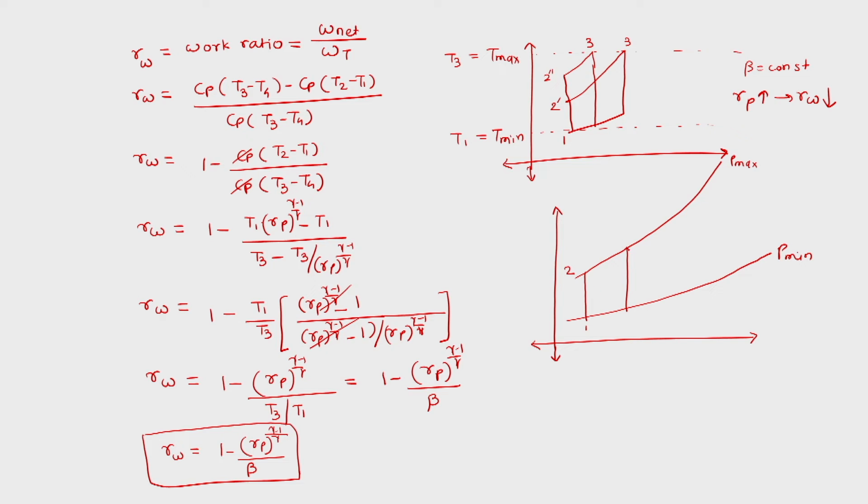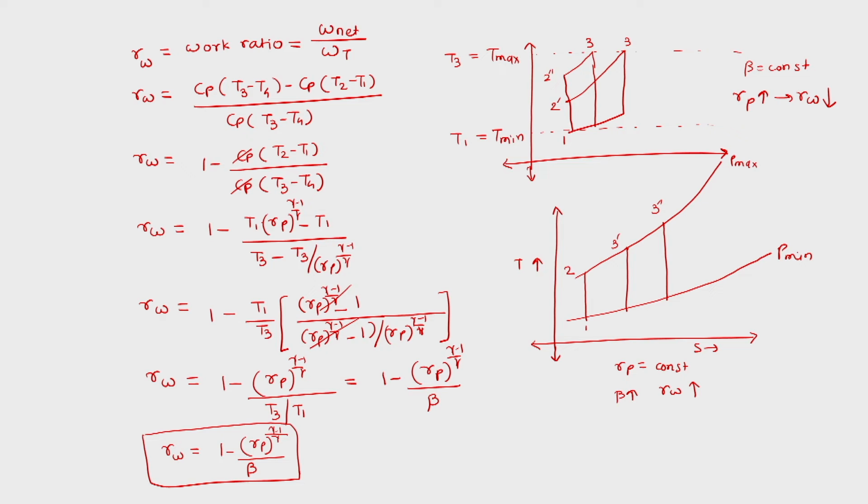But instead of this, for the same pressure ratio, instead of stopping here at 3 dash, I can stop over here, which is 3 double dash. Then I can get this as my turbine work output. So we can see that, with temperature and entropy as the axes, if Rp is constant and if we have beta increased, then we see that Rw increases. Rw increases. So these are two major points which we should remember.